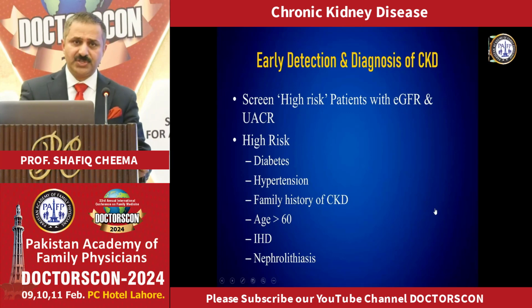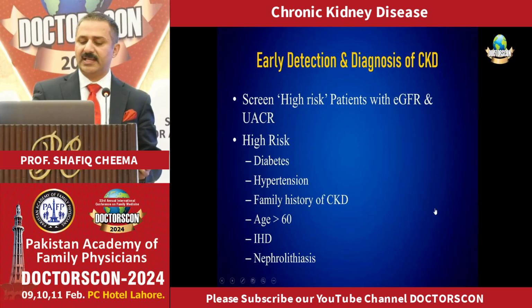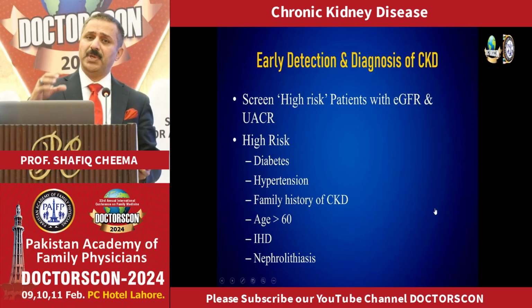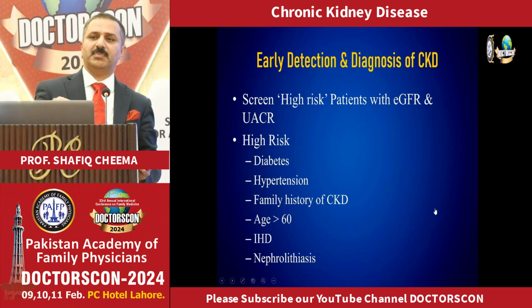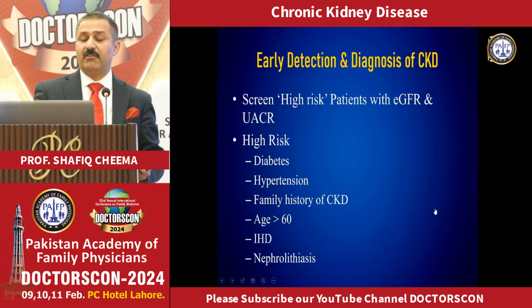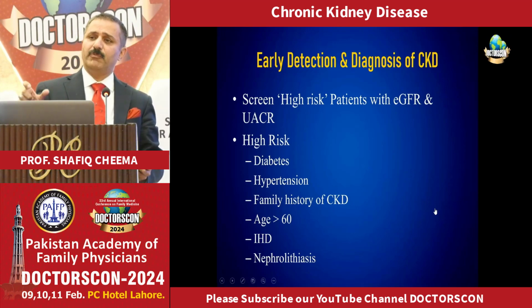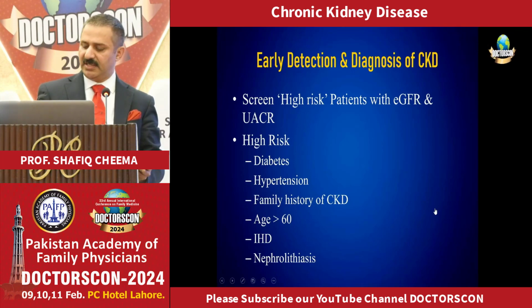So the high-risk population: diabetics, all the hypertensive, and I would also include the people with a family history of diabetes and hypertension. They are also at a high risk. Family history of chronic kidney disease, age above 60, ischemic heart disease, kidney stone. In Pakistan, you could also include hepatitis C. So these are the high-risk population, and you should screen them with spot urine for albumin-creatinine ratio and estimated GFR by checking their creatinine to see if they have early disease or not.